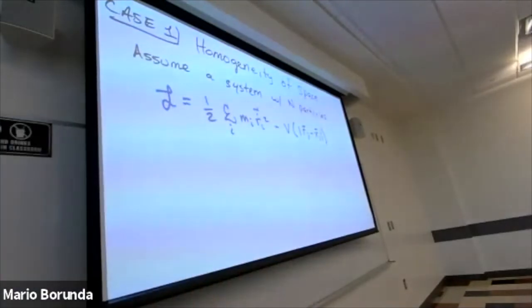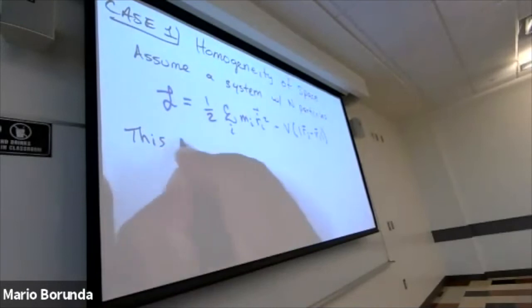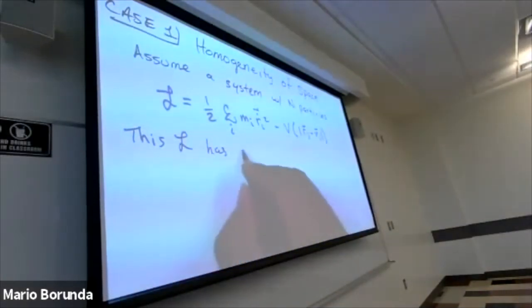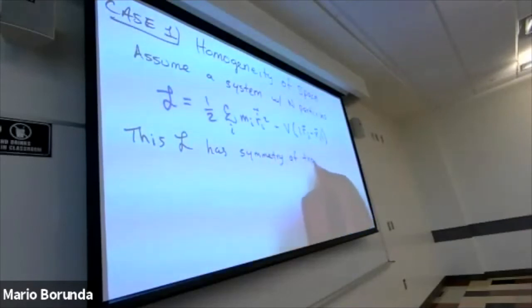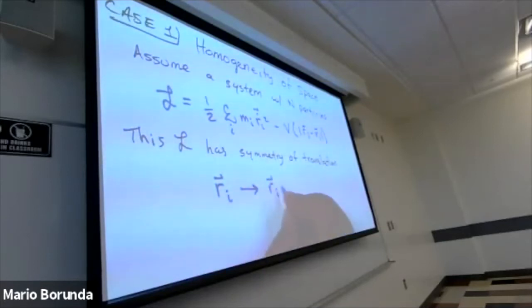It just takes two bodies interacting with each other. And then what we want to look at is that this Lagrangian has a symmetry of translation. So what we want to do is go from this point in space, this is the mapping that we're doing, to this point in space.